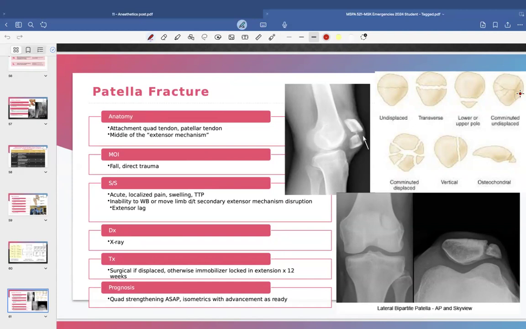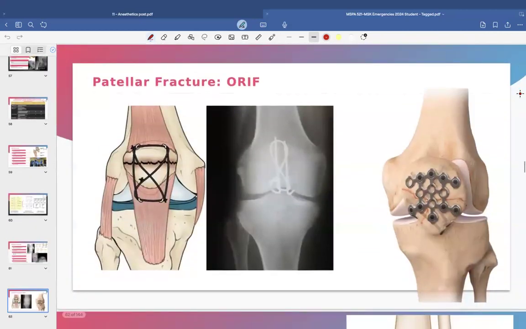If it's displaced, you are gonna be going to the OR and you might get something like this, a plate. But if not, they may just put you as non-weight bearing.